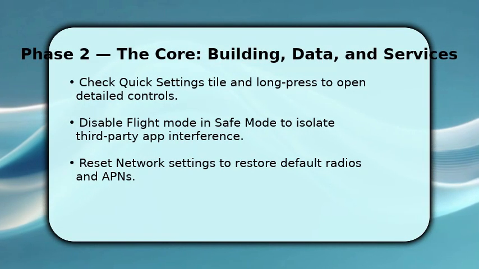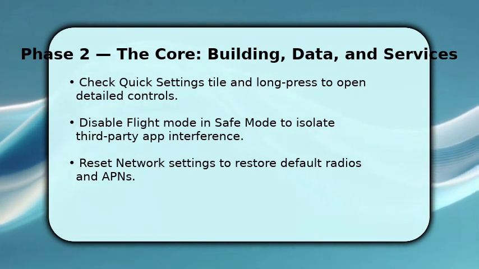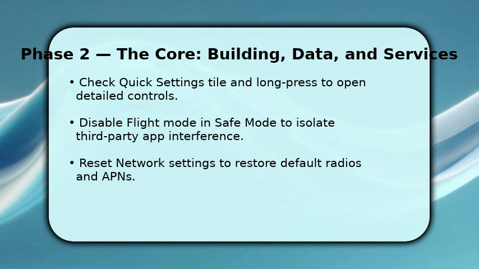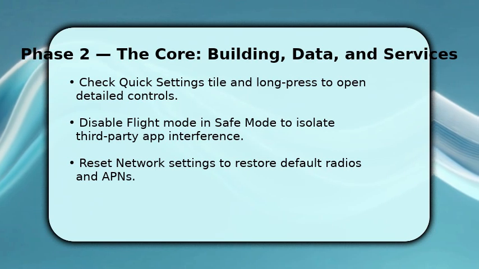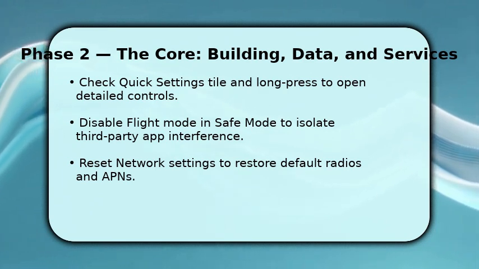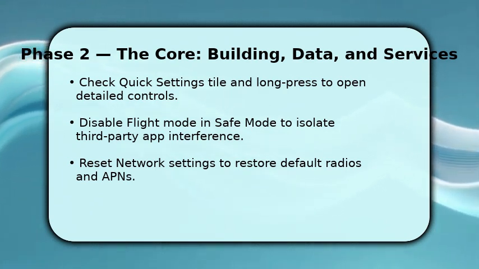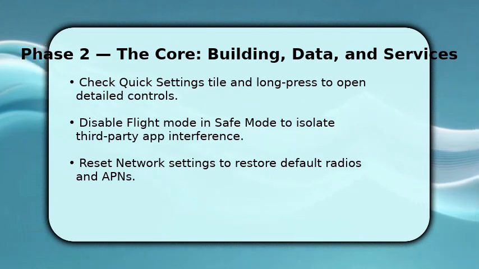If the simple toggle didn't work, press and hold the Quick Settings flight tile to jump to the detailed control panel. If it's unresponsive, reboot into safe mode so you can tell whether a third-party app is blocking the change. In safe mode, toggle flight mode off. If it works, uninstall recent apps.